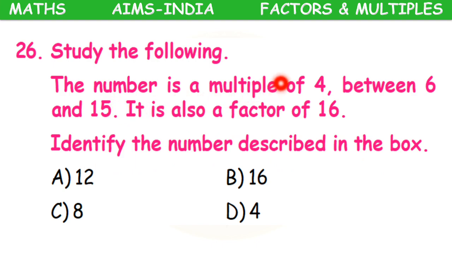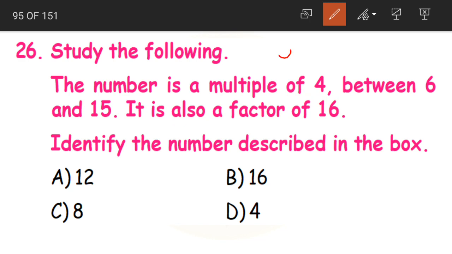What are they saying? We have a number which is a multiple of 4. If you look at the multiples of 4, we have 4, 8, 12, 16, 20. Okay. And then what are they saying? That number is between 6 and 15, right? Sorry. 12 should be there. 8 should also be there. So between 6 and 15 means we have only two multiples, 8 and 12.